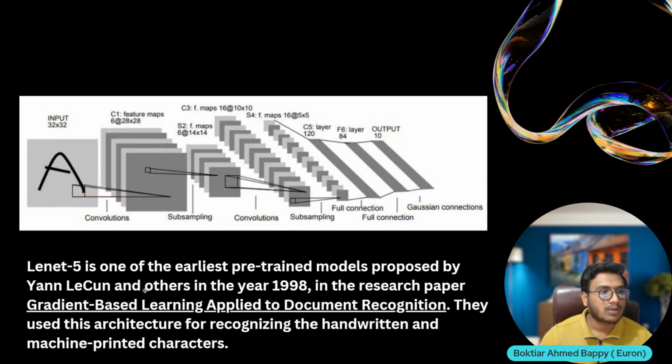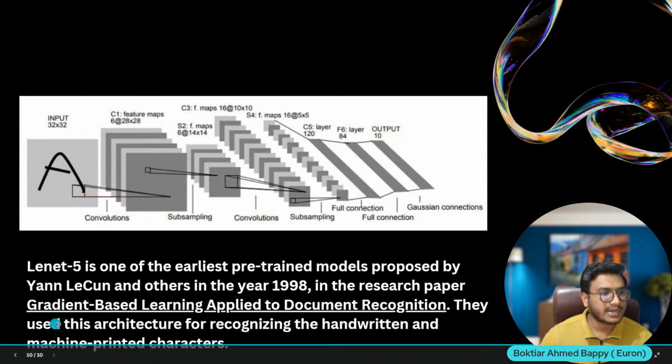He introduced one amazing CNN architecture called LeNet-5, and this is the architecture of LeNet-5. You can see these are the convolutional layers, and you can also call them a feature extractor. LeNet-5 is one of the earliest pre-trained models, proposed by Yann LeCun and others in the year 1998, in the research paper Gradient-Based Learning Applied to Document Recognition.